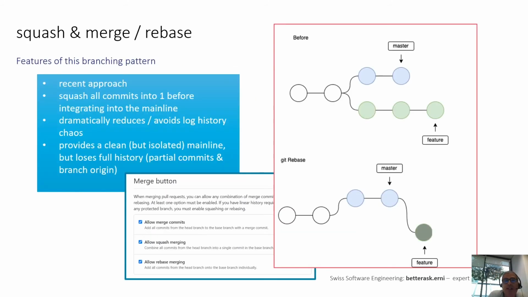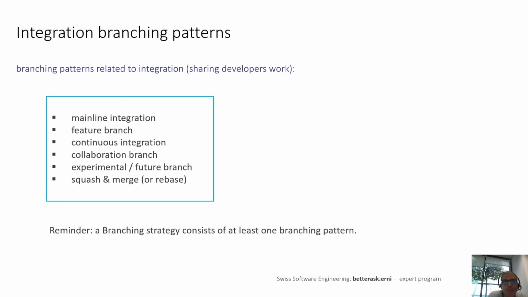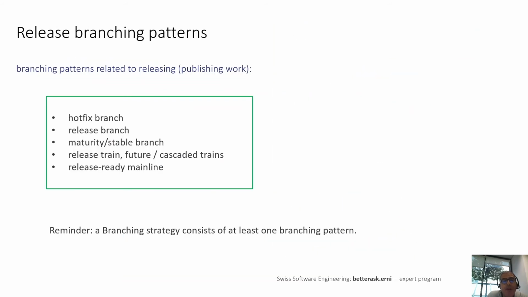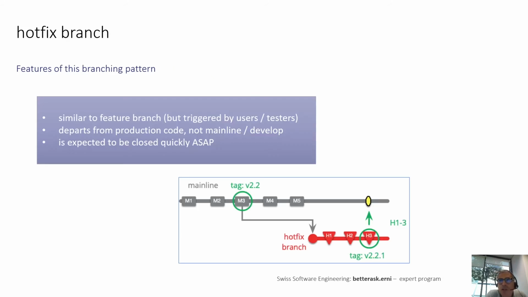What we have seen before is the integration branching patterns. Now we go with a different kind of patterns: the release branching patterns. And we have the hotfix, the release branch, the maturity or stable branch, or the release train. We will go and see what happens. And I say again, as a reminder, because with so much talking maybe you don't remember: a branching strategy, which comes later afterwards, is at least one or more branching patterns. So let's go with these release patterns.